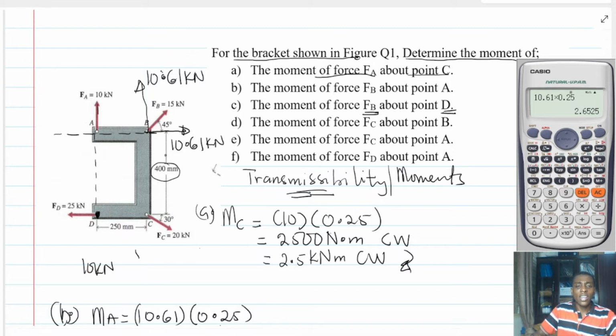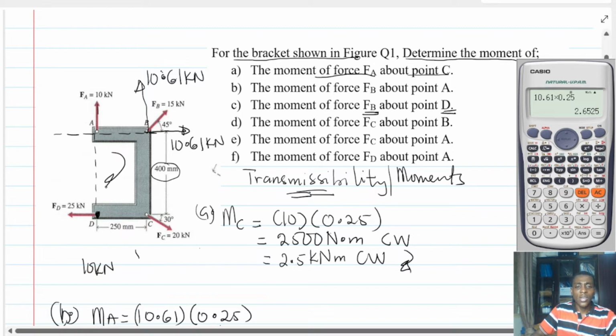Therefore, don't forget that the horizontal component will create a moment in this sense. Can you see that? Let's say if I bring the 10.61 here, by the principle of transmissibility, I can bring the force here. It's going to what? Cause a rotation in this sense. Do you get the point? Therefore, it's going to be clockwise.